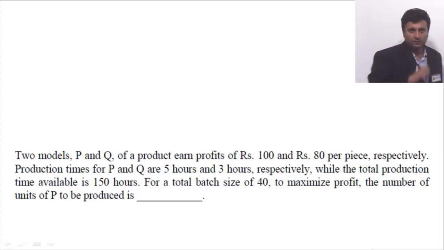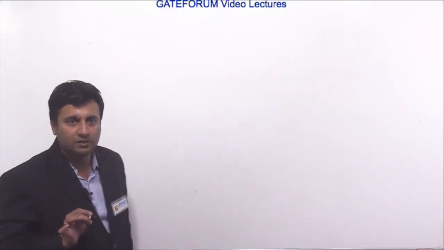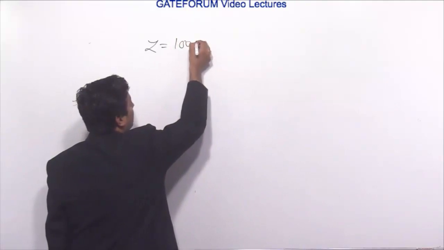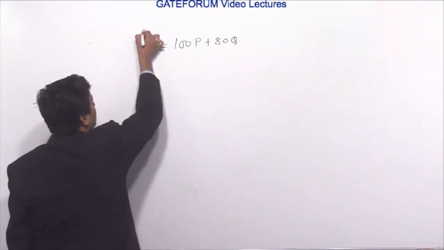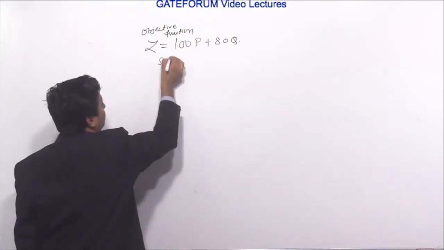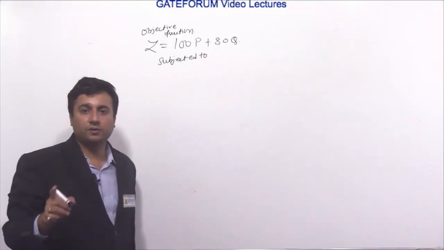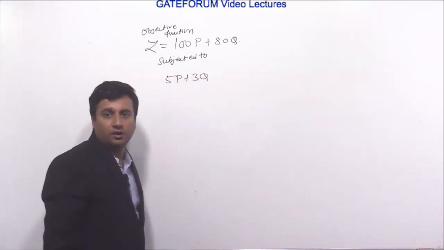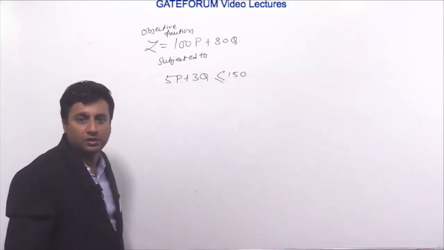Let me go for the formulation of the problem. Two models P and Q are your decision variables, and we have to maximize the profit according to the question: 100 rupees on each unit of P and 80 rupees on each unit of Q. That is your objective function, subject to the constraints given. First, the time availability: 5P plus 3Q should be less than or equal to 150.